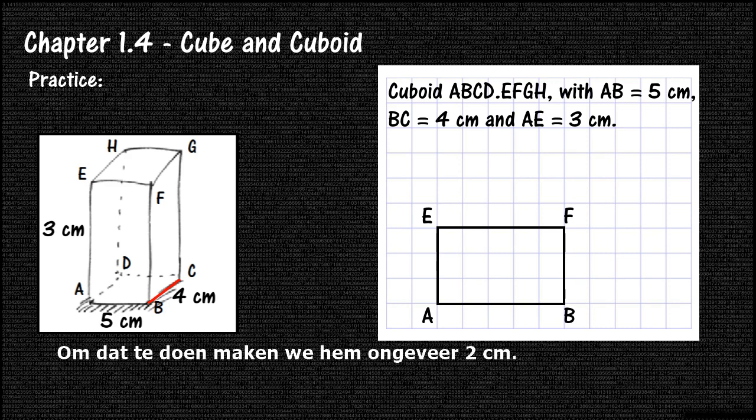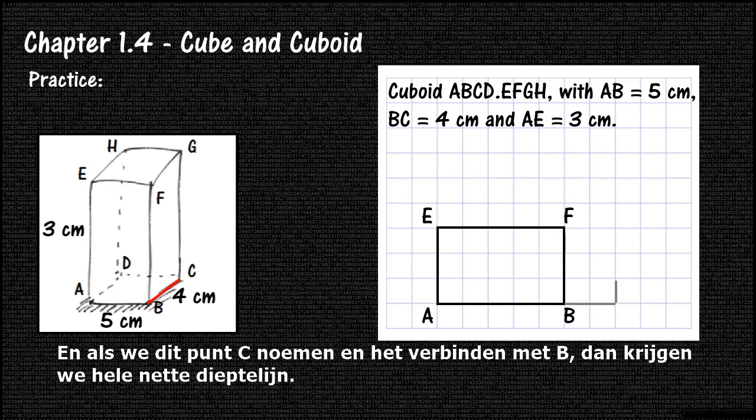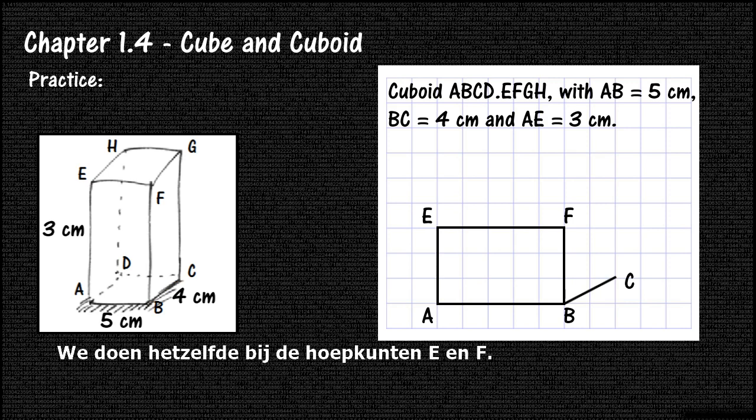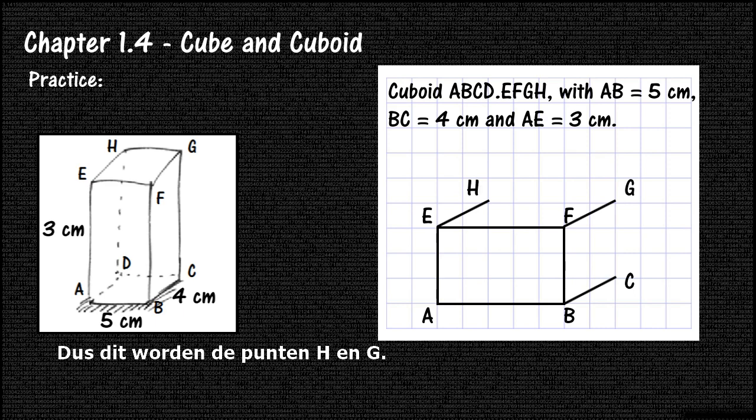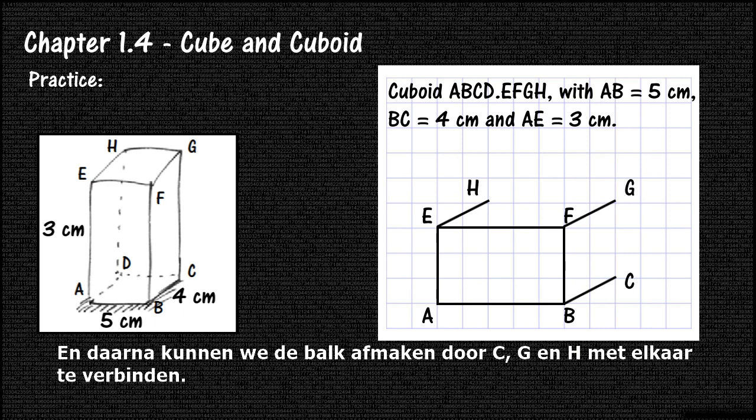To do that, we're going to make it almost 2 centimeters. We start at point B and count 2 centimeters to the right. Then we count 1 centimeter up. And if we name this point C and connect it with B, we actually get a pretty nice depth line. We do the same for points E and F, so these are the points H and G. And then we can finish the cuboid by connecting C, G and H.